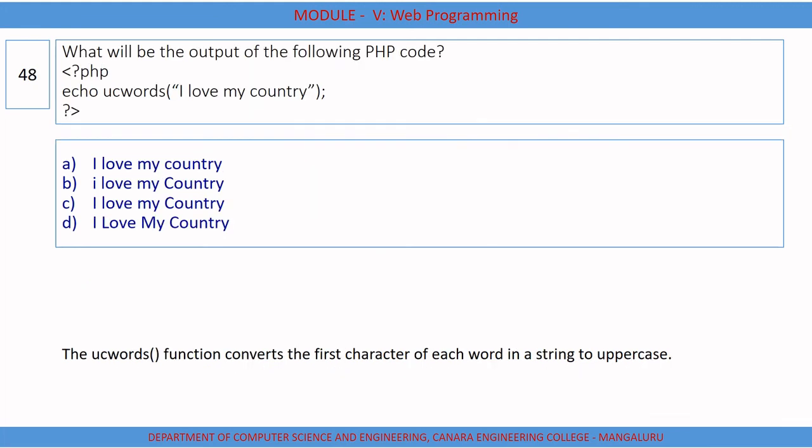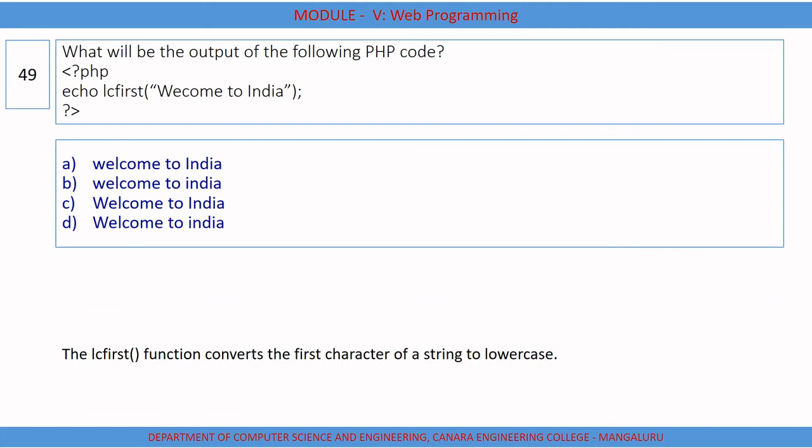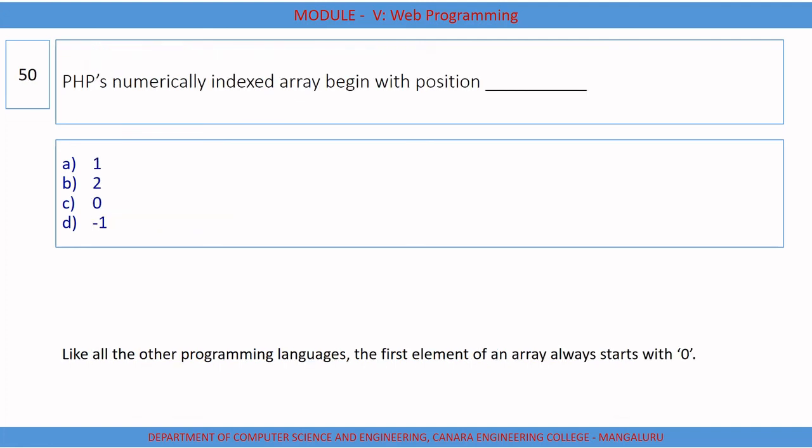What will be the output of the following PHP code? ucwords converts the first character of each word in the string to uppercase. So correct answer is D. Here I capital, L capital, M capital and C capital, of each and every word. What will be the output of the following PHP code? lcfirst converts the first character of a string to lowercase. So here, as you see, W is small, T is small and I is small. So welcome to India. PHP numerical index array begins with the position of 0 only.